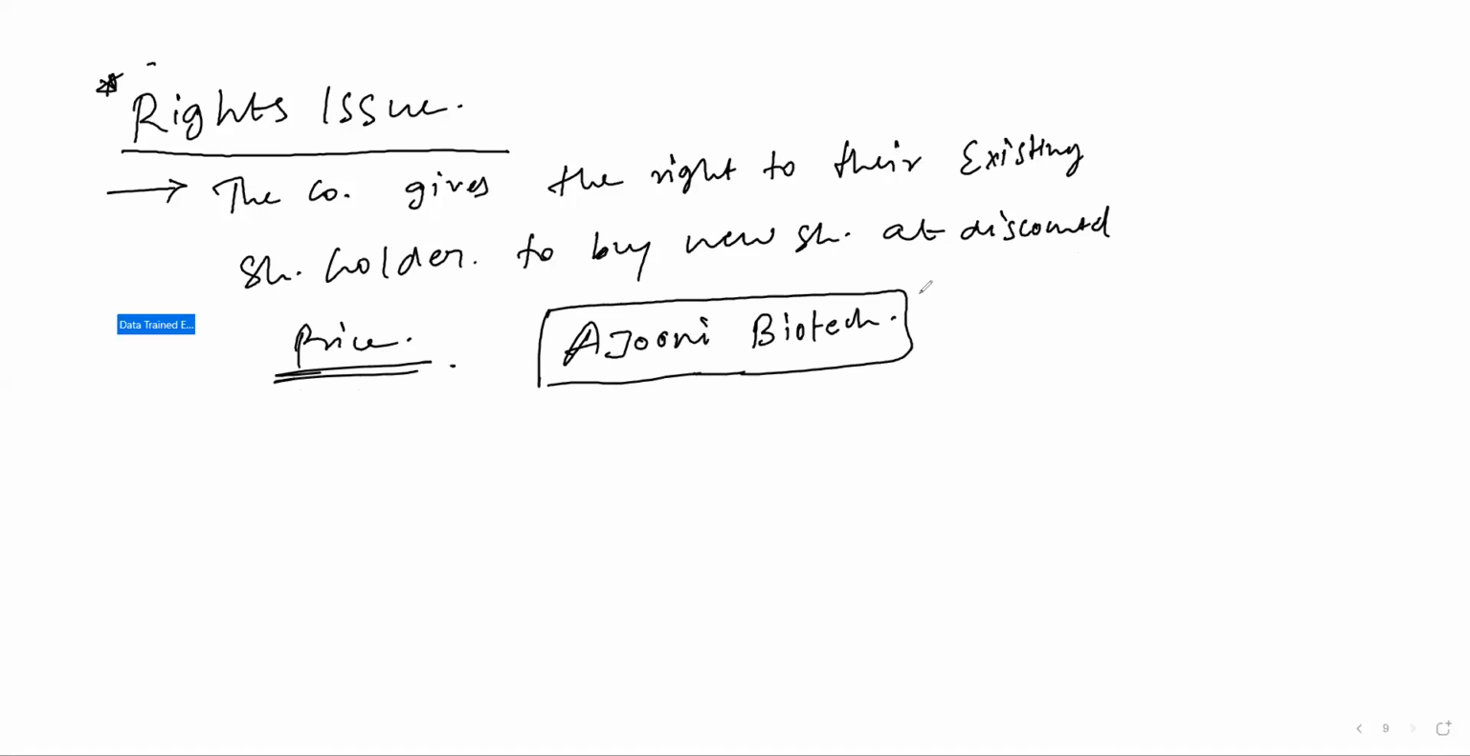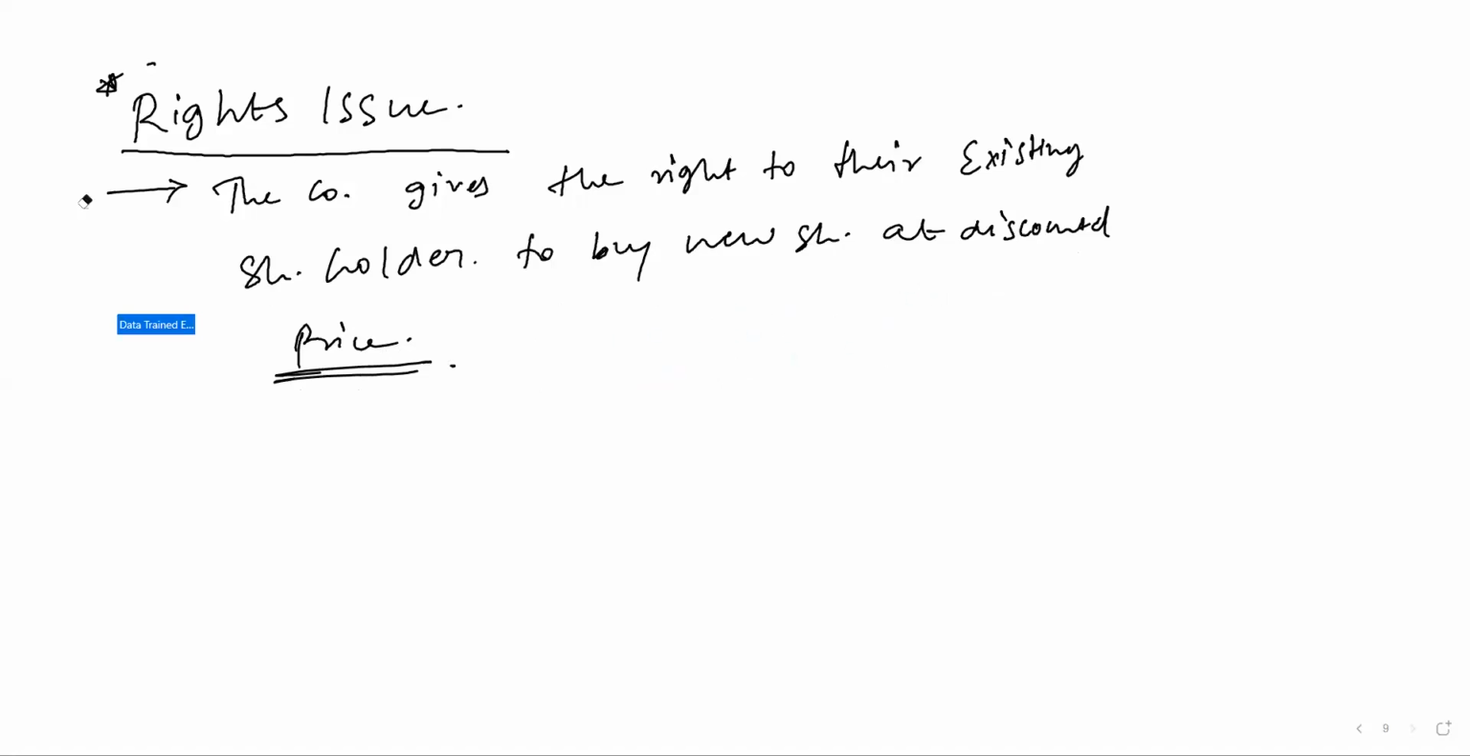The reason I gave this as an example is because I read the news about this company. Although many companies come with a right issue, when a company comes up with one, it gives the right to their existing shareholders to buy the same company's shares at a discounted price. For example, if shares are traded at 100 rupees, the company will give these shares to existing shareholders who have been part of the company and contributed to its growth. The company will offer these shares at a discounted price, let's say 60 rupees. So that is called a right issue.